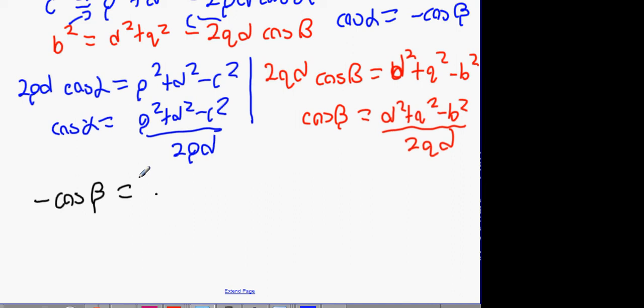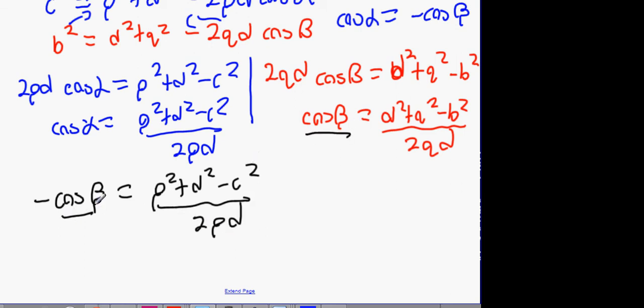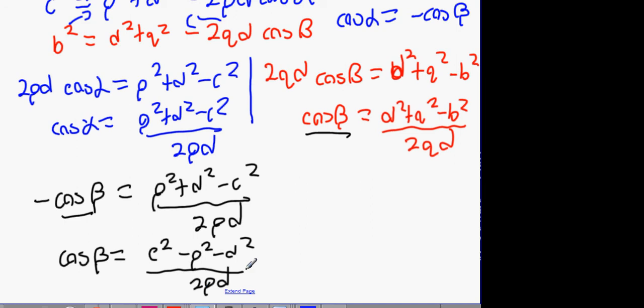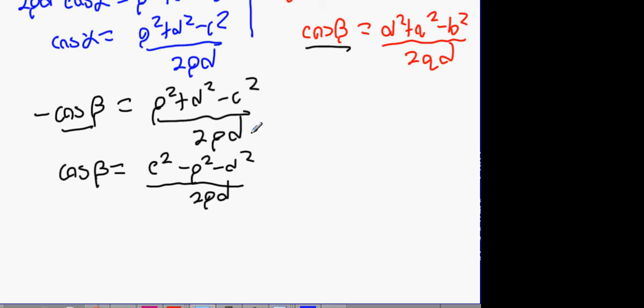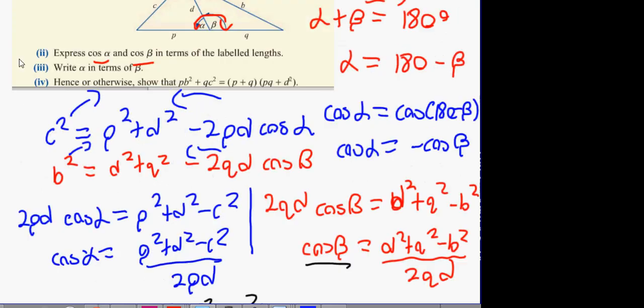It's p squared plus d squared minus c squared over 2bd. Now guys, these equations almost both are cos beta at this stage. So if I change the left one and multiply both sides by minus 1, I'm going to get cos beta equals c squared minus p squared minus d squared all over 2pd. Now guys, now both equations equal cos beta.